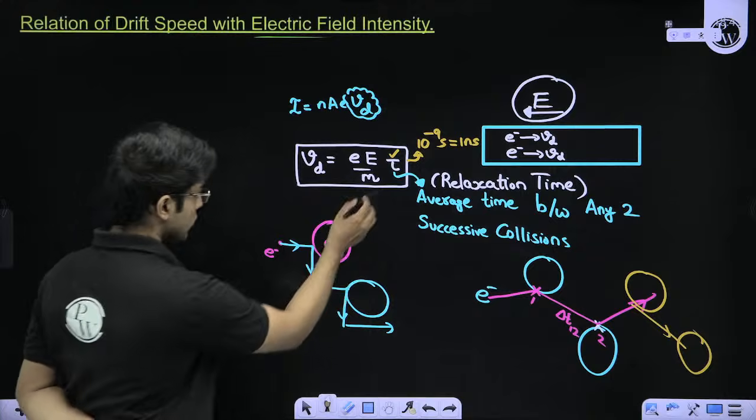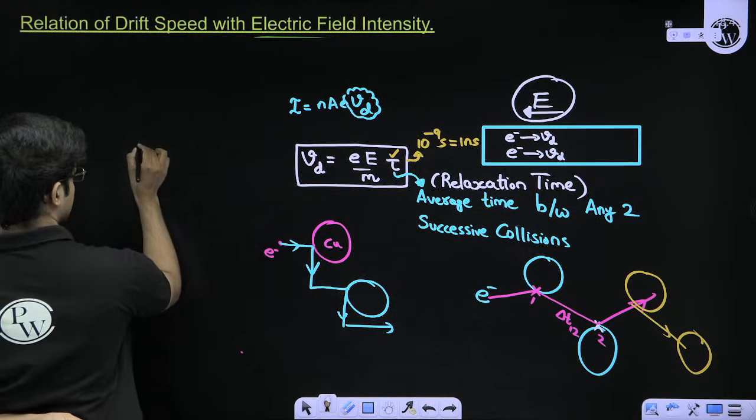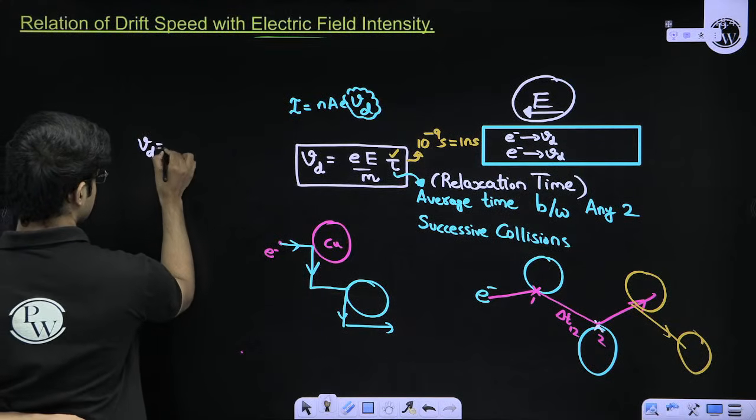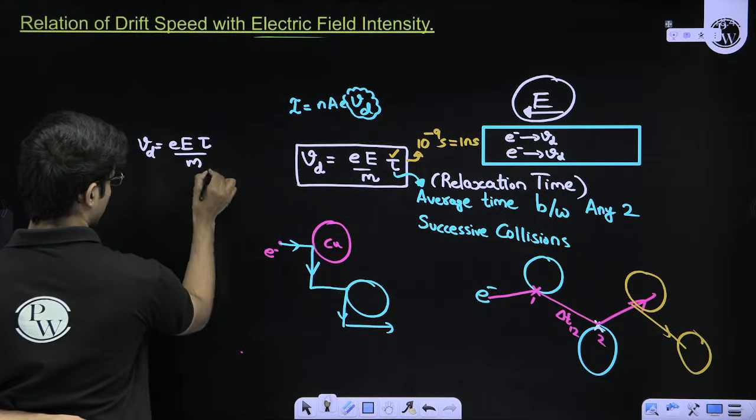Okay, so this formula is also important, guys. The relation between drift speed and the electric field. So Vd is E tau by m.